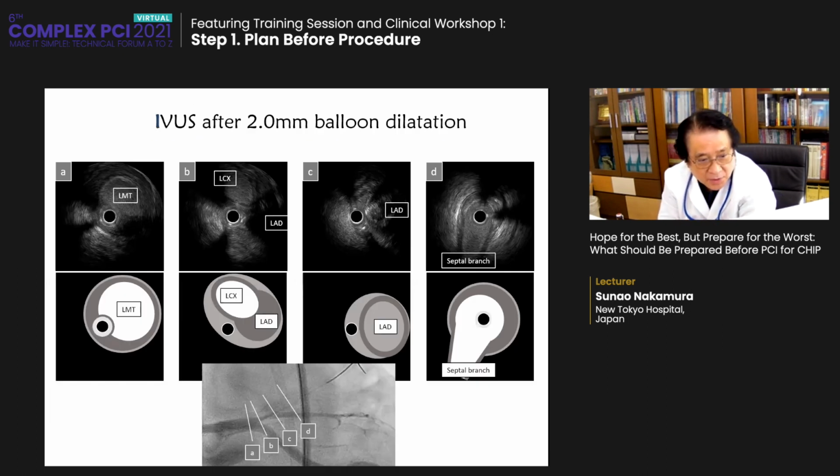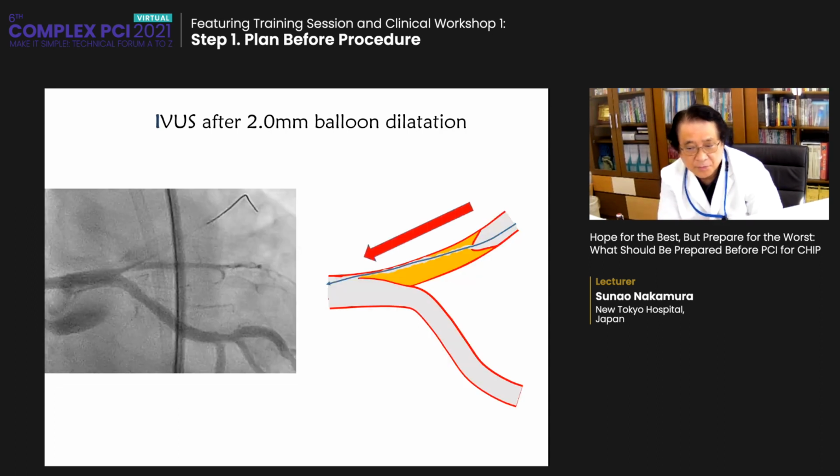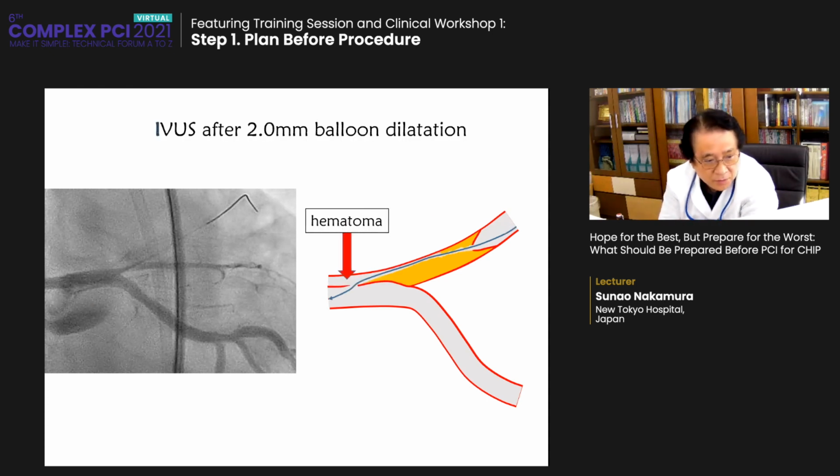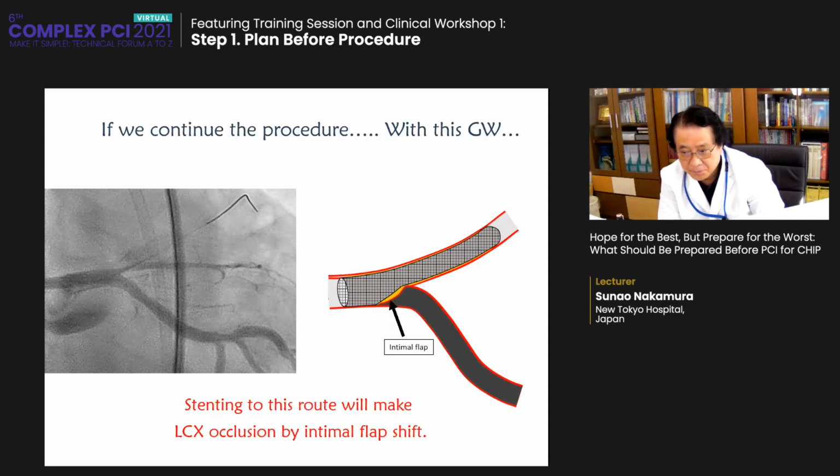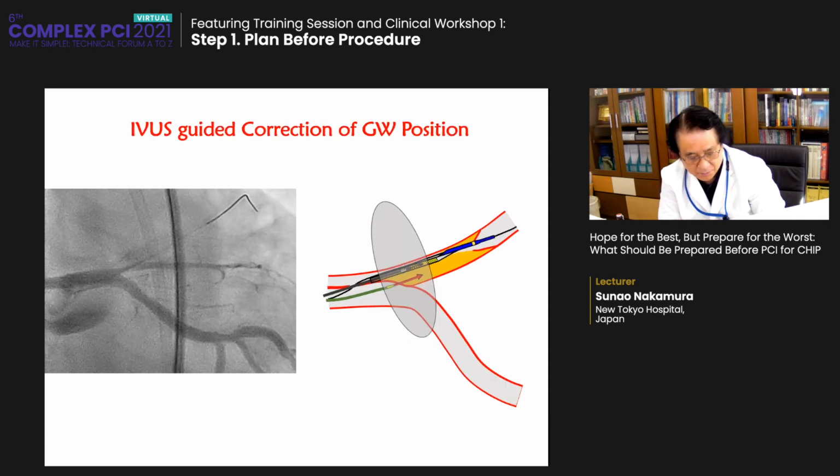Soon after checking IVUS, she recognized the situation. IVUS showed the guidewire went through the false lumen in the CTO. This is the schema of the situation, going through the false lumen. Actually, soon we could recognize the growing hematoma from the ostium of the LAD. If you continue, definitely we will lose the circumflex. So I took over as operator and started IVUS guided rewiring.